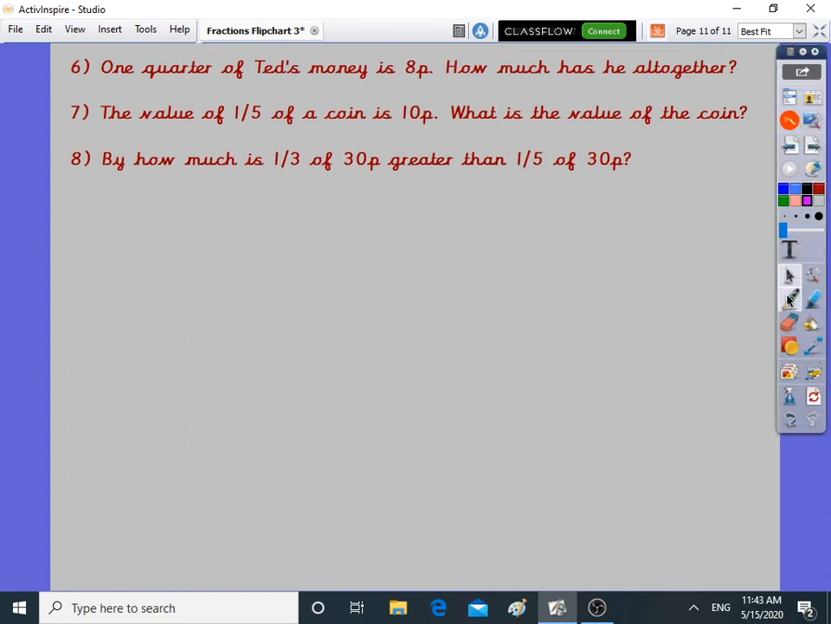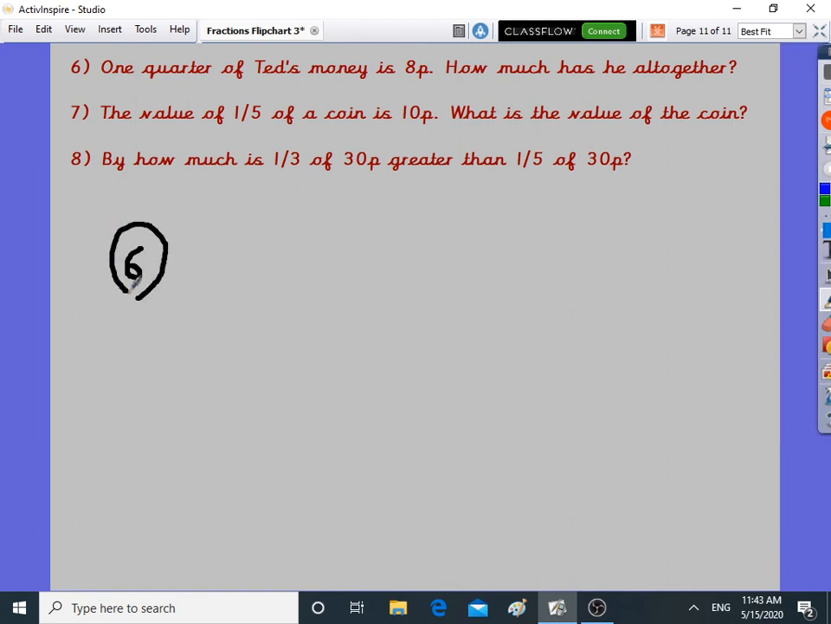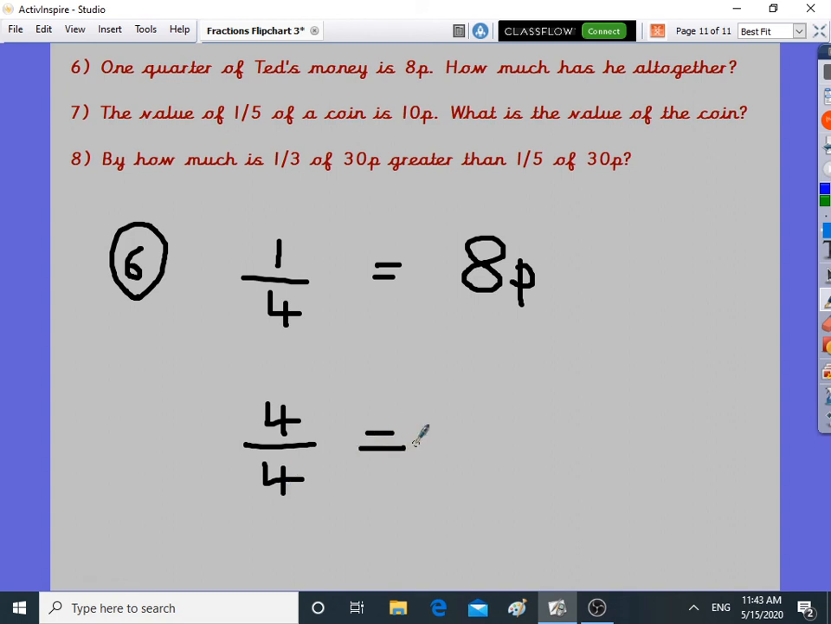Number 6. 1/4 of Ted's money is 8p. They tell you that fact. 1/4 is 8p. How much has he altogether? Well, all his money must be 4 quarters. He must have all the quarters to get the whole lot of his money. So if 1/4 is 8, but you want 4 quarters, you're going to have to get the 8 and times it by 4. Because instead of 1/4, you want 4 quarters. 8 times 4. 8 and 16, 24 and 32. 32p. It's just the other way round, this question, really.